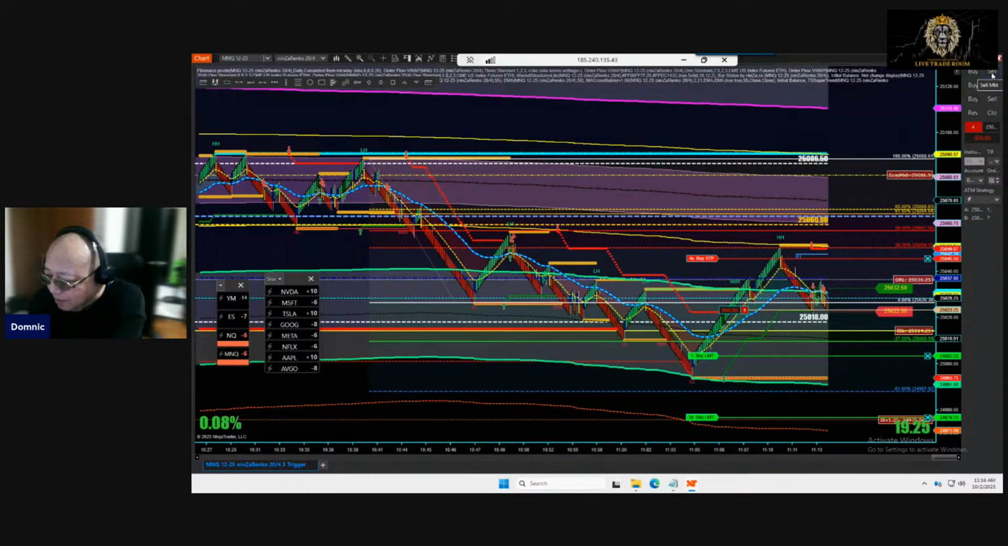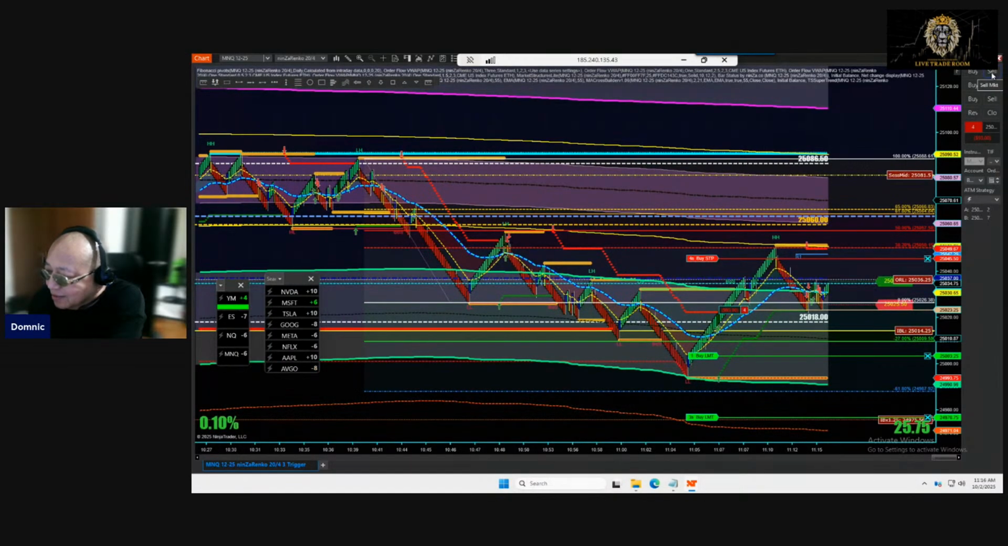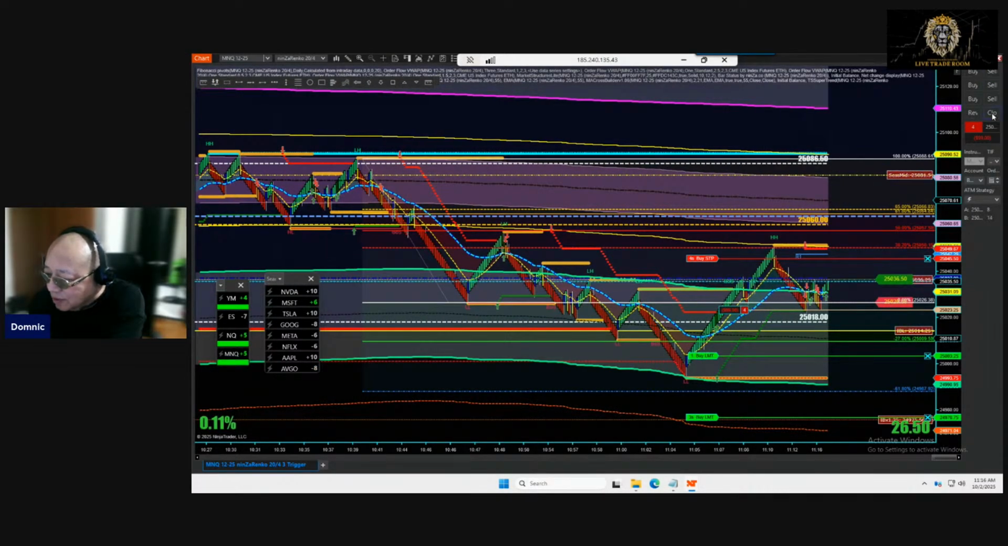Huh. Didn't create a lower low yet. You don't want them to create a reversal bar to the upside. Oh, they did. I think let's try to see where this is going. Let's see. This may just continue going up.